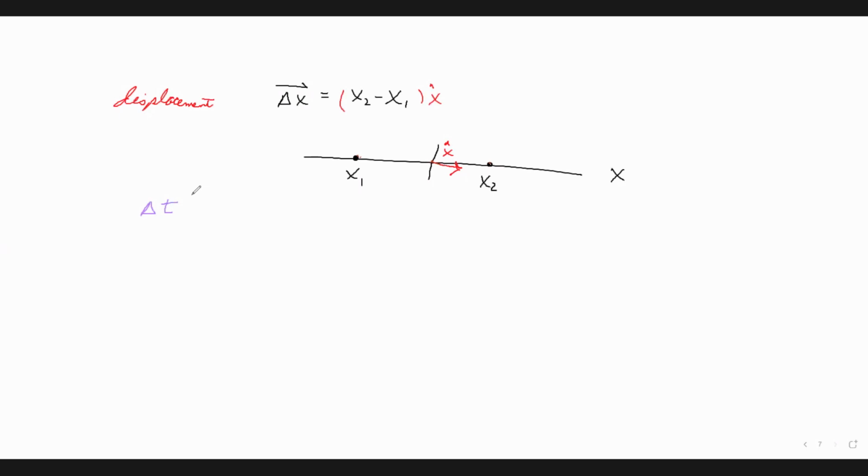So my question to Daniel is, is delta t a vector? No, it would be a scalar, right? It's a scalar. Why?